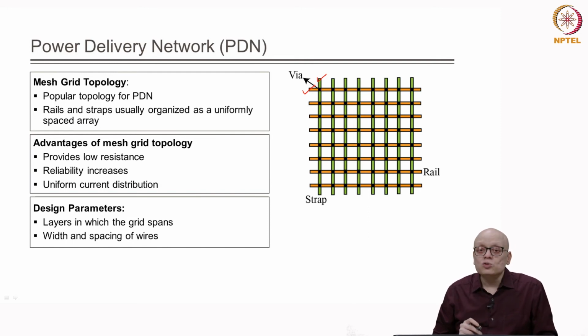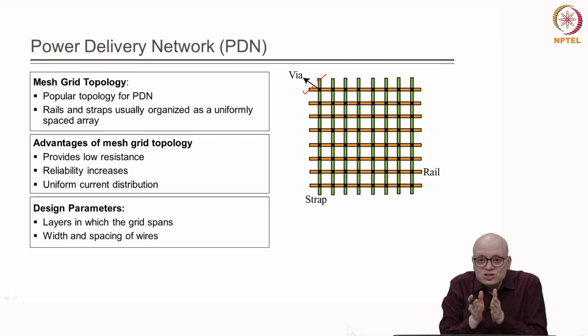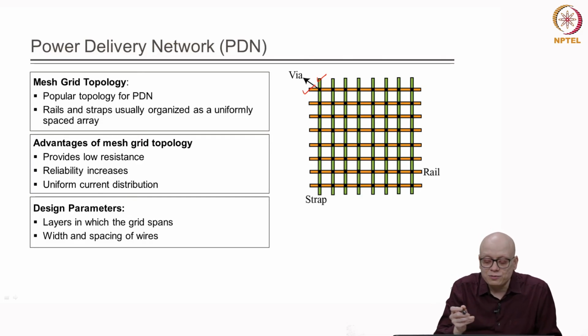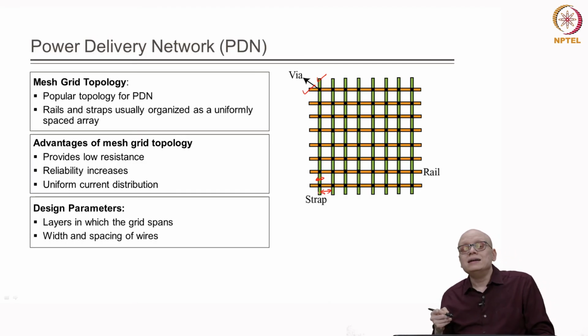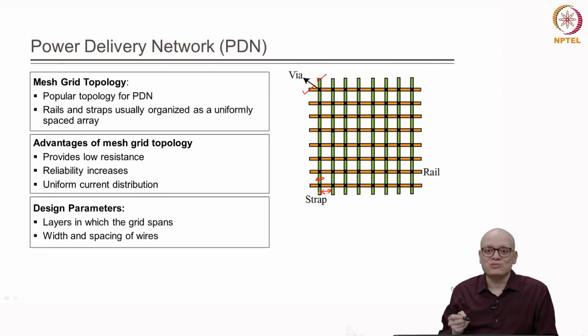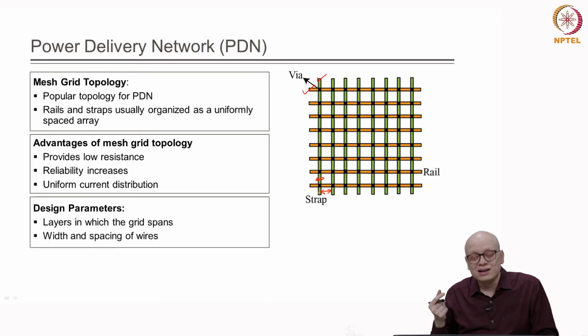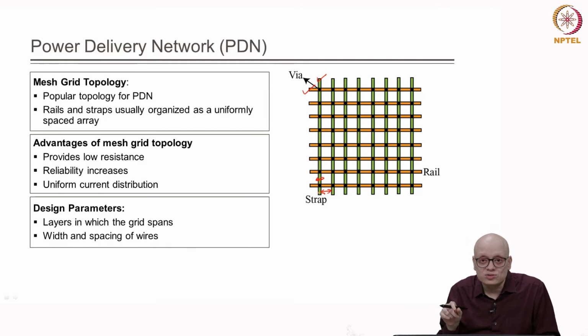And then we also need to choose how much width the metal lines should have, and how much spacing should be there. Now, these are decided by the technology. For example, technology will say that you must have this much spacing between two lines, that is a design rule that will come from the foundry, and similarly the width cannot be less than this, and so on. So, these things will be decided by the design rules of the foundry.